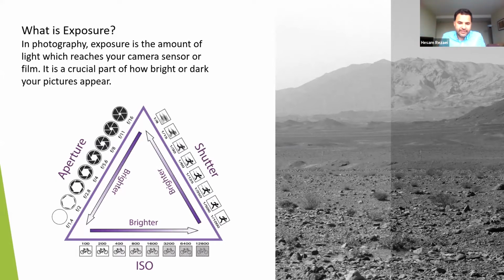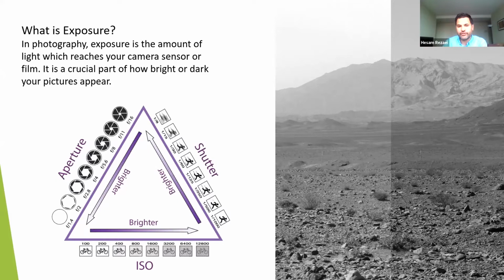So this is very important: our eyes are automatic, but our cameras are not automatic, or at least most of the DSLRs, or all of the DSLRs, have a manual mode.